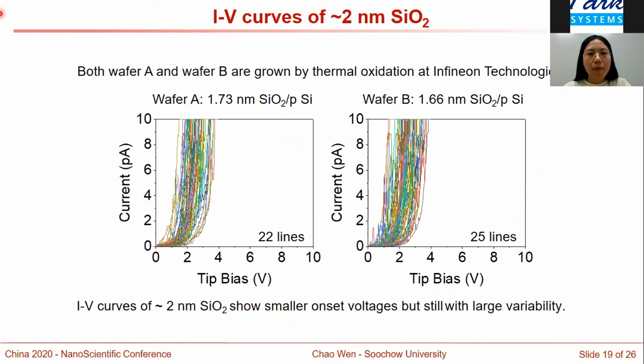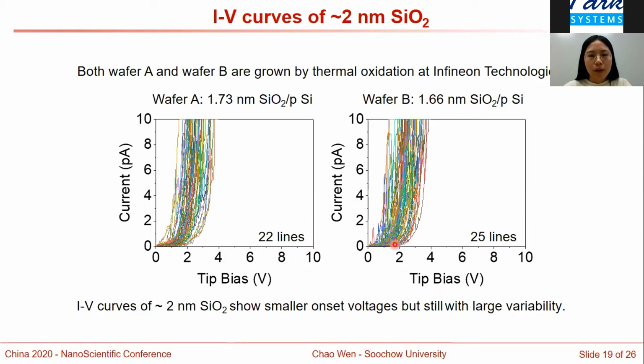So next, I measure the IV curves of around 2 nanometer silicon dioxide. This thickness is quite close to our 2.5 nanometer calcium fluoride layer. Here, I want to point out that our silicon dioxide wafers, 2 wafers, A and B, are both grown by thermal oxidation at Infinite Technologies. So this means that our silicon dioxide wafers are of good quality. But when we look at the IV curves, we find that the IV curves show very small onset voltages compared to calcium fluoride, and the variability is much larger.